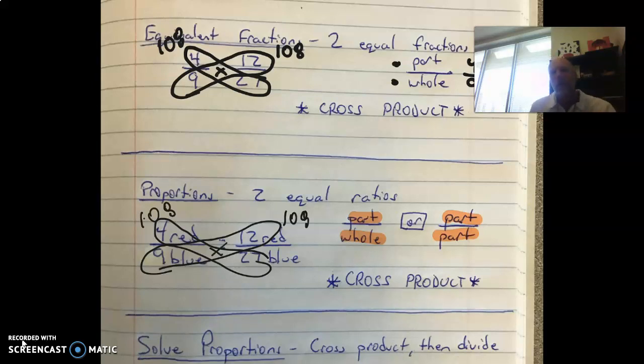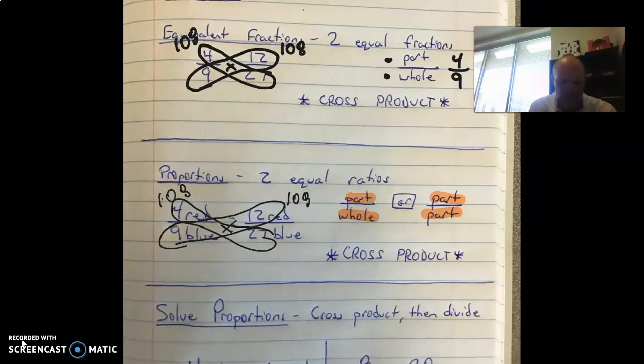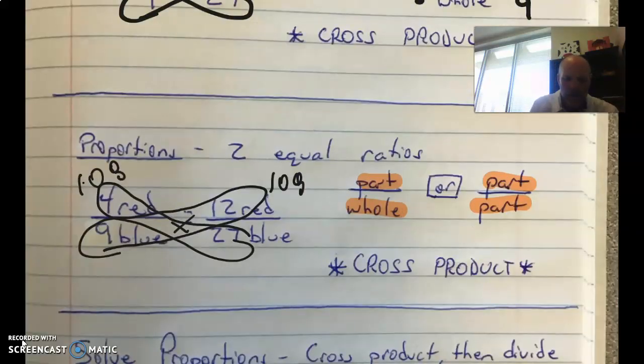Okay. Real quick, I want you to look at that same problem. I'm going to choose a different color. It's a little sloppy, I know, but okay. So let's look at 4 red to 9 blue and 12 red to 27 blue. You don't have to just cross product. That's not your only strategy here.